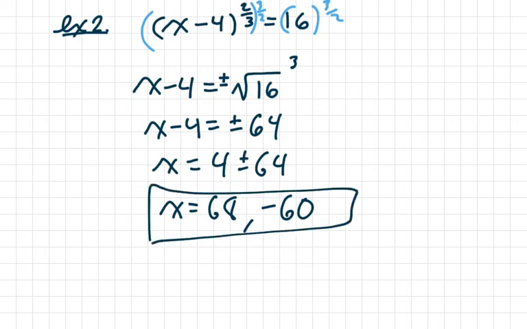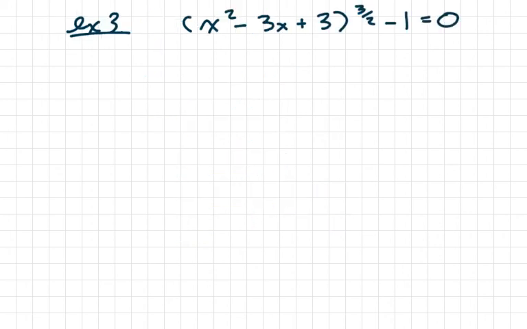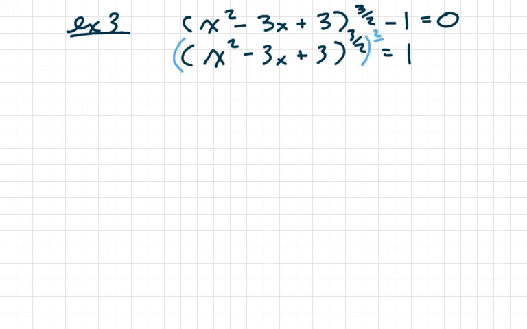The two answers come from the fact that this numerator was a 2, an even number, so we had to put that plus minus in there. Next example, a little bit harder. Okay, we have x squared minus 3x plus 3 raised to the 3/2 power minus 1. So we have to just do some cleanup here by adding 1 to both sides first, and then we can take that reciprocal. Okay, here we are. We're going to raise this to the 2/3 power. Again, looking at this numerator, it's a 3, it's odd, we're good.